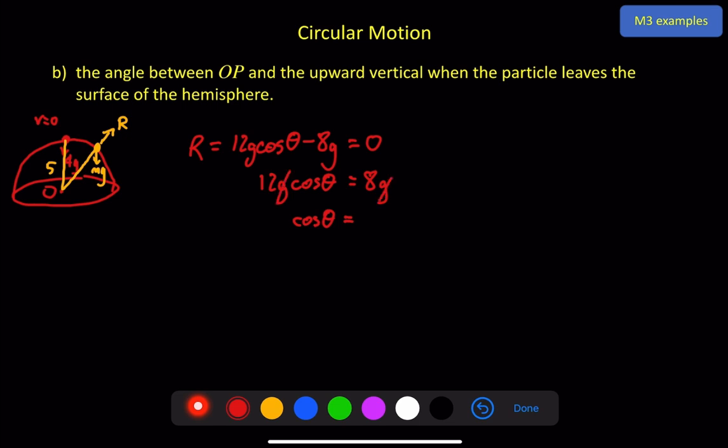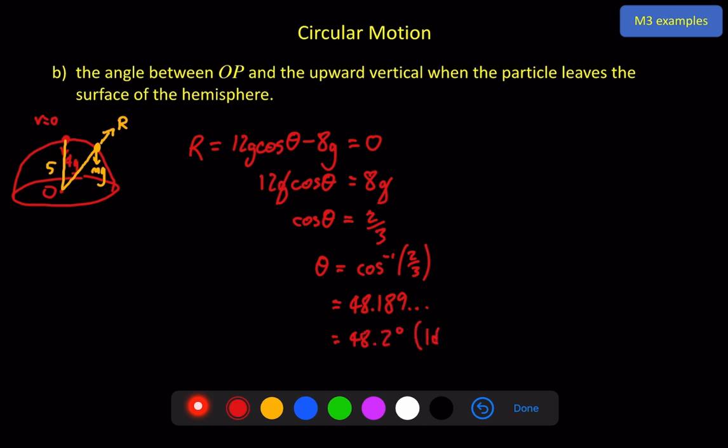We've got 2/3, same as the previous example. We didn't get round to actually writing down this number though, and that is 48.189 dot dot dot, 48.2 degrees to 1 decimal place. That's part B. On to part C.